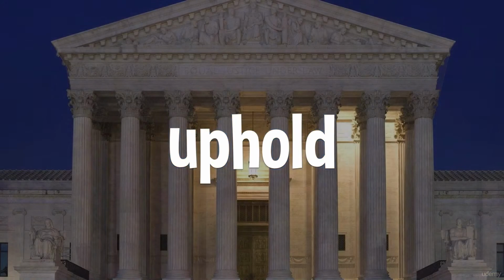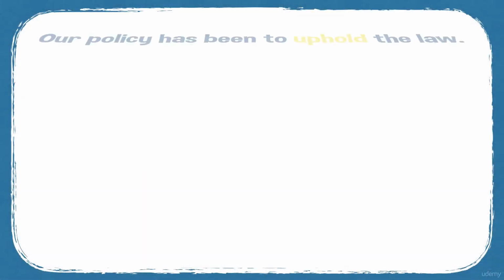Uphold. If you uphold something, such as a law or a decision, then you support it and you maintain it. So if a court of law upholds a legal decision that's already been made, it decides that it was the correct decision. It maintains that law. In America, we have the Supreme Court. In the picture is the Supreme Court, which often upholds laws or legal decisions made by other courts.